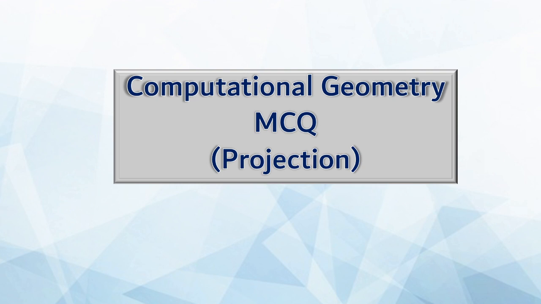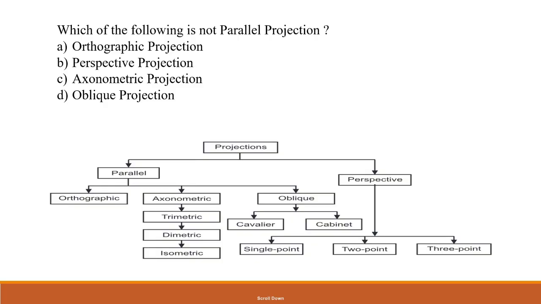Today we'll see the MCQ on the point projection. Our first MCQ is: which of the following is not a parallel projection? We are already aware there are three types of parallel projection: orthographic, axonometric, and oblique projection. The perspective projection is not a type of parallel projection. So option B will be the correct option.